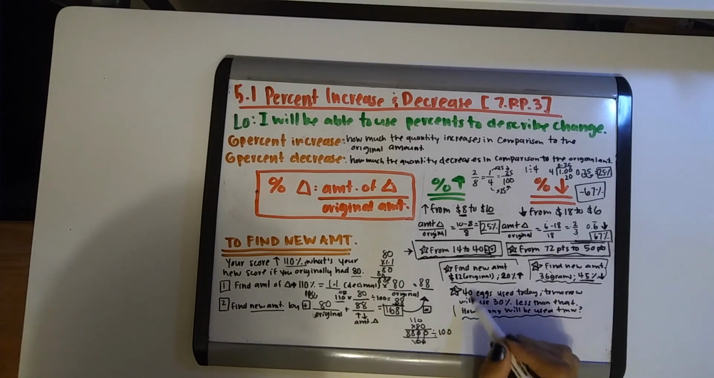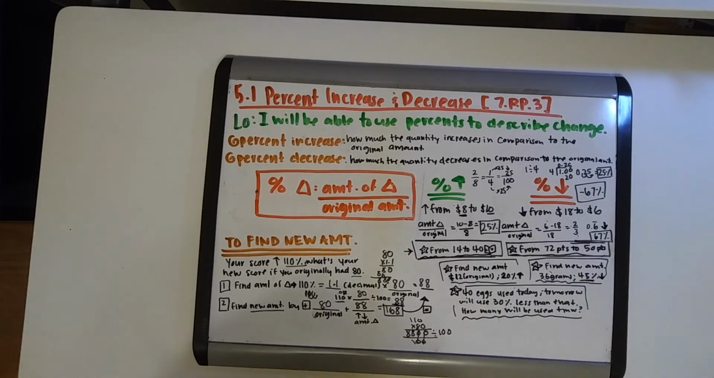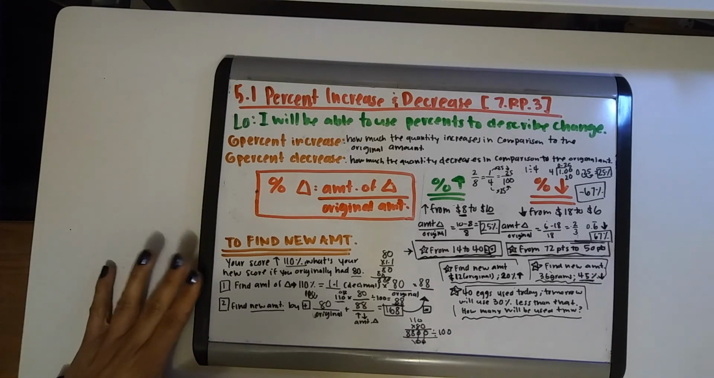Now, finally, you're going to do number 5. So number 5 is telling you that the cafeteria or the restaurant used 40x today, but tomorrow is going to decrease 30%. So what is the new amount of x that they will be used tomorrow? Okay, so 40x today, but tomorrow is going to go down by 30%. So you're going to find the new amount, right?